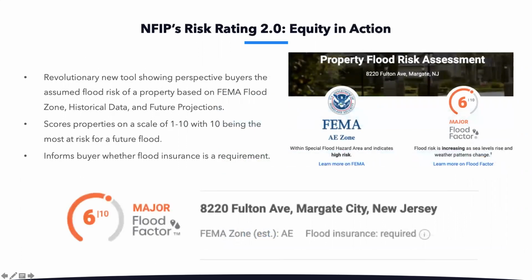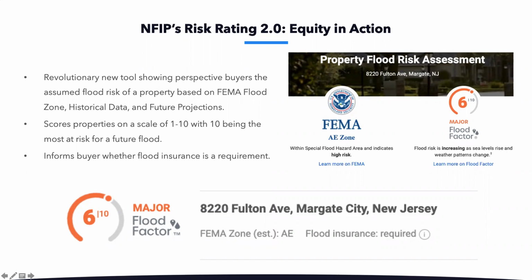Now, moving on, I apologize, this is the wrong title for this slide, but we're now talking about Realtor.com's new Flood Factor. With the rollout of Risk Rating 2.0, the First Street Foundation partnered up with Realtor.com and developed this tool online. You can go to Realtor.com, type in whatever address or community, and click on a home. If that home is in a flood zone, you're going to be able to find a property flood risk assessment. It's a revolutionary new tool. Any prospective home buyer can hop on Realtor.com and find this.